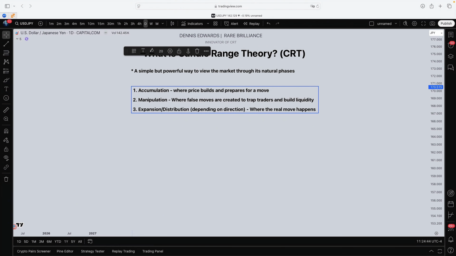Okay. And these phases, what they do is they repeat over and over because, like I said, human behavior repeats. And that is the root of CRT because it keeps you grounded in the truth at all times. Now, I'm going to write this down so you can have something to look at and write along with if you want to.